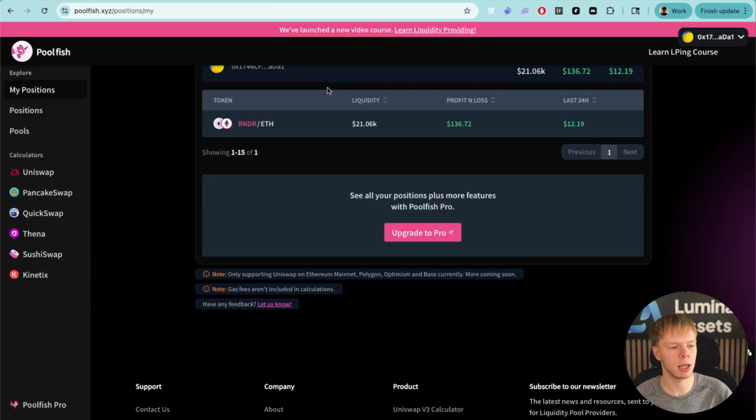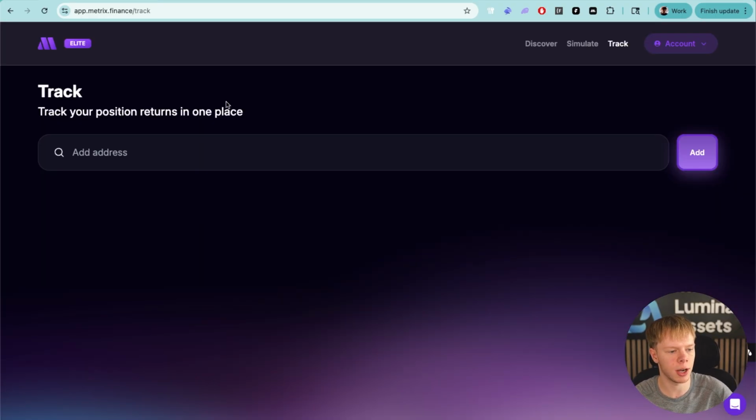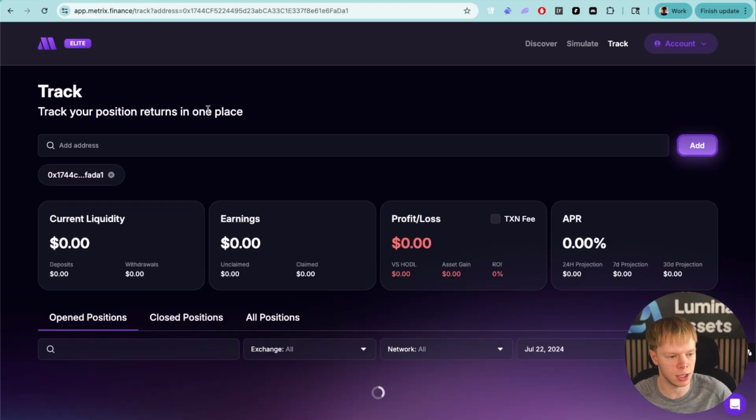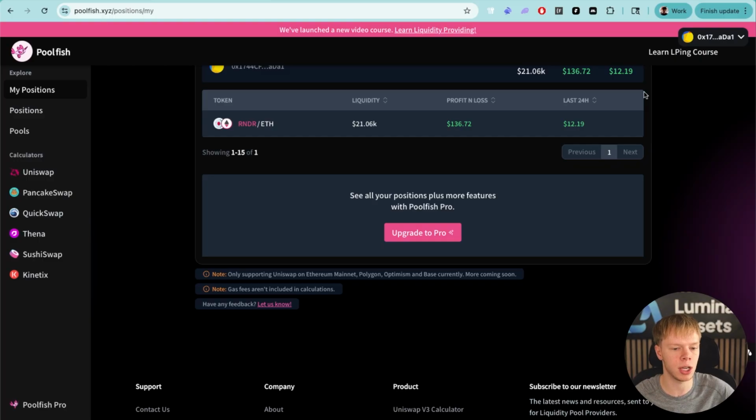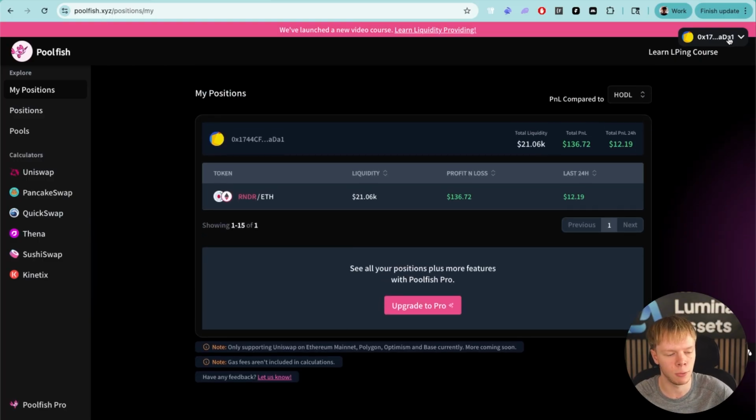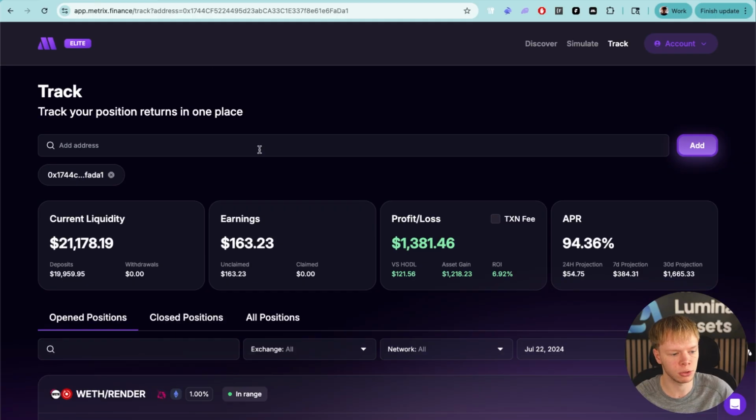And when it comes down to tracking positions, PoolFish only supports Uniswap on the Ethereum network, Polygon network, Optimism network, and Base network, whereas Metrix Finance supports tracking for all the listed exchanges and networks in full. Now, one thing that I did notice is PoolFish does require you to connect and sign for your wallet when it comes to looking at your own positions, whereas Metrix Finance only requires that you paste in a wallet address and does not require any wallet connect whatsoever.